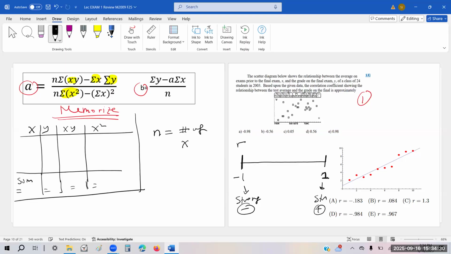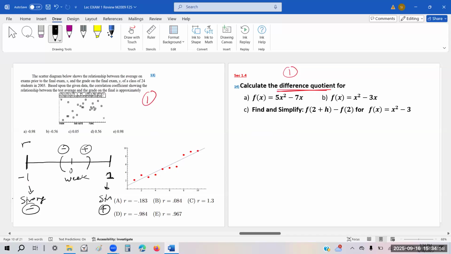If you're closer to +1, what does that mean? Strong, positive. And then you have 0 in the middle. If you're closer to 0, weak. If it's on the negative side, it's negative weak. If it's on the positive side, it's positive weak. And if you have a bunch of numbers closer together, it's strong. If they are a little bit far, it's weak.